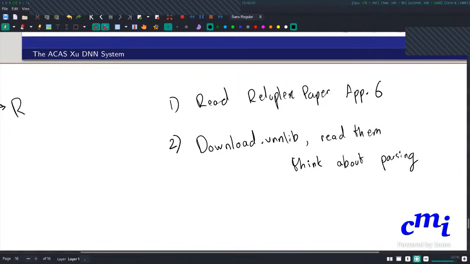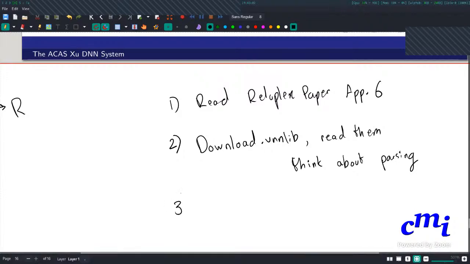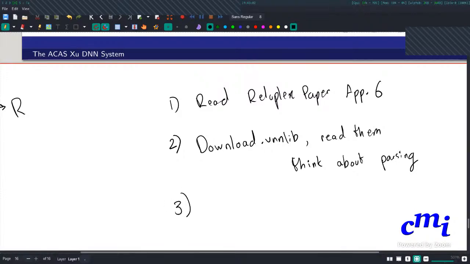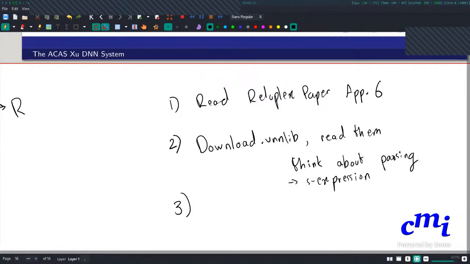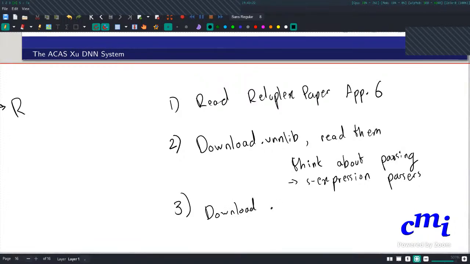Because these may be steps that we need to do. This is ultimately the front end for us, but still we'll have to do that. So think about parsing them. I'll post a link to some parser libraries that might be useful. Things like S-expression parsers might be useful. And then number 3 is download the ONNX files and then open them via netron.app.